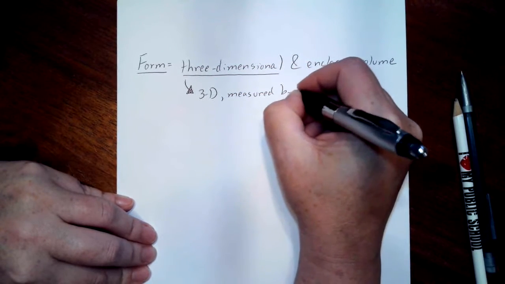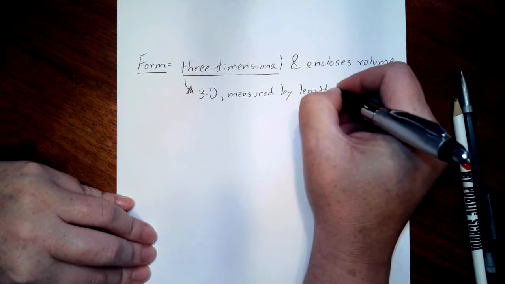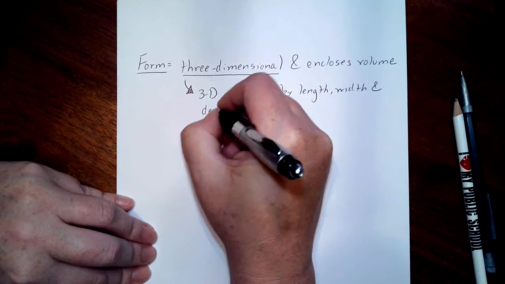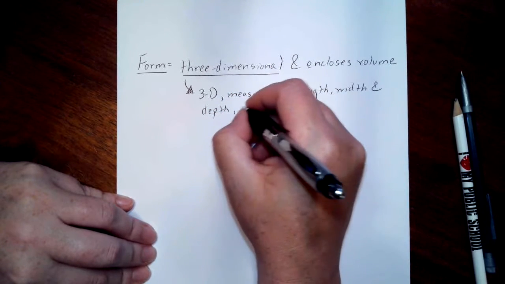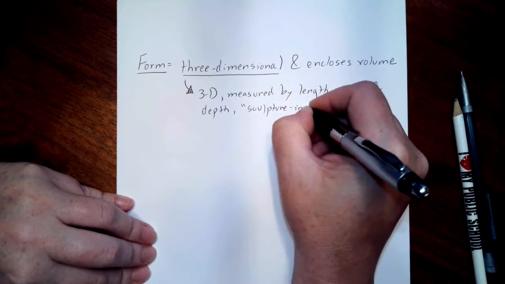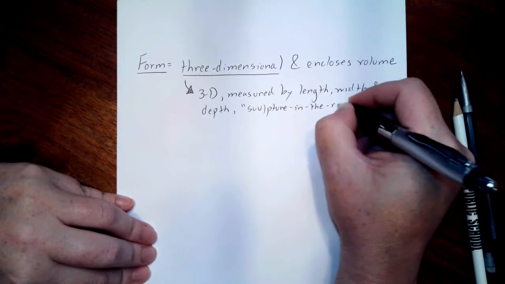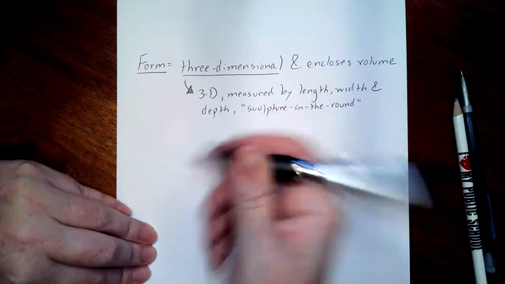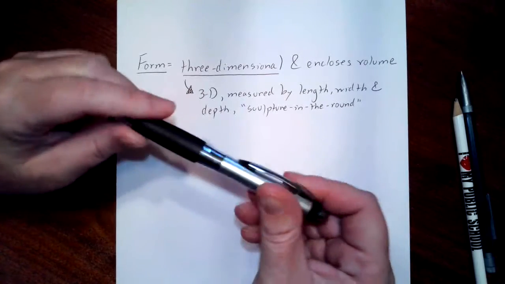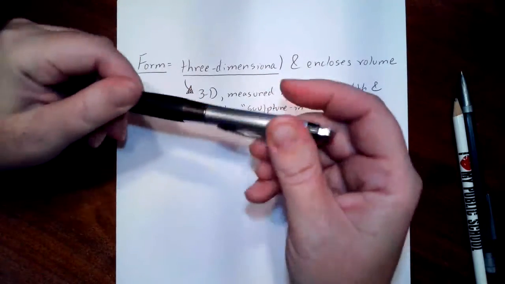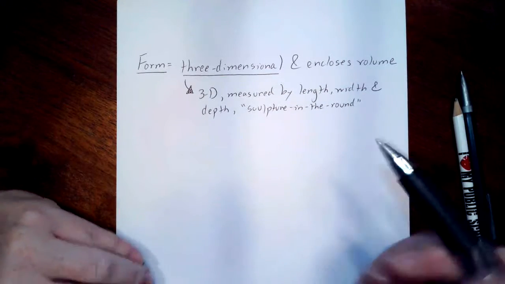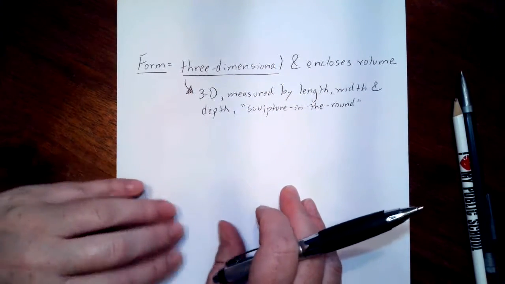It is measured by length, width, and depth. It means we can see the sides of it. In art, we commonly say sculpture in the round. I'm using an ink pen so you guys can actually see my notes better. But if we look at this, I can see all sides of my pen. All right, I can feel it. This is sculpture in the round. Not like my paper, it's a flat shape.